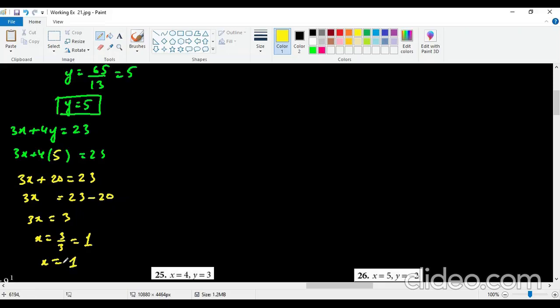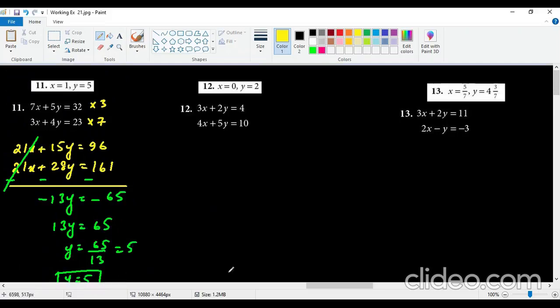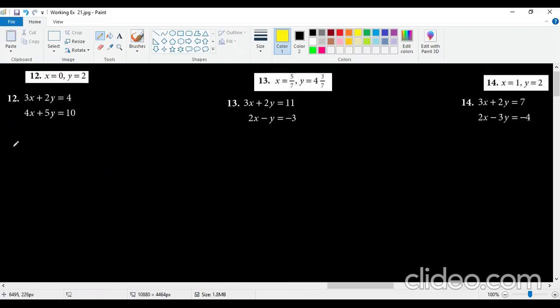Moving on to the next question, which is question number 12. When it comes to question number 12, I can see I can multiply the first equation by 4 and the second equation by 3. So the first equation is going to give us 12x plus 4 times 2 is 8y, and 4 times 4 gives us 16, and 3 times 4 gives us 12x, and 3 times 5 gives us 15y, and 3 times 10 is 30.